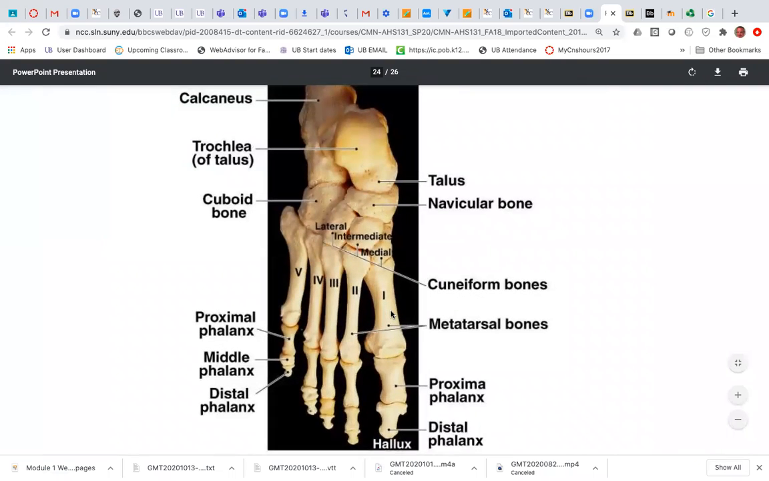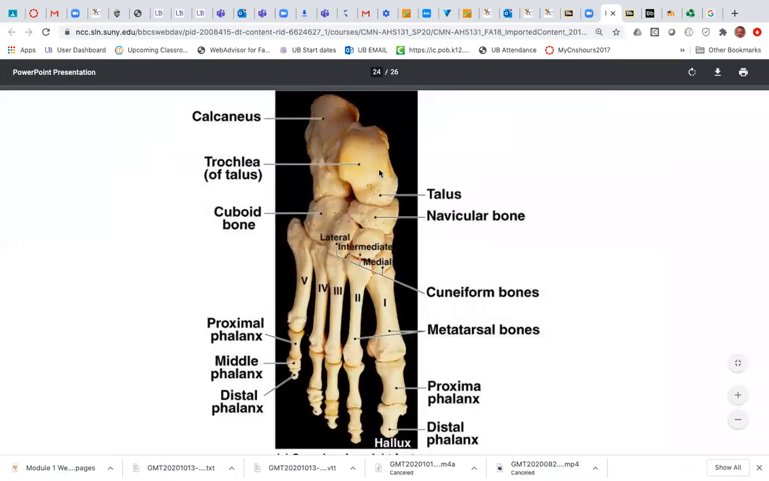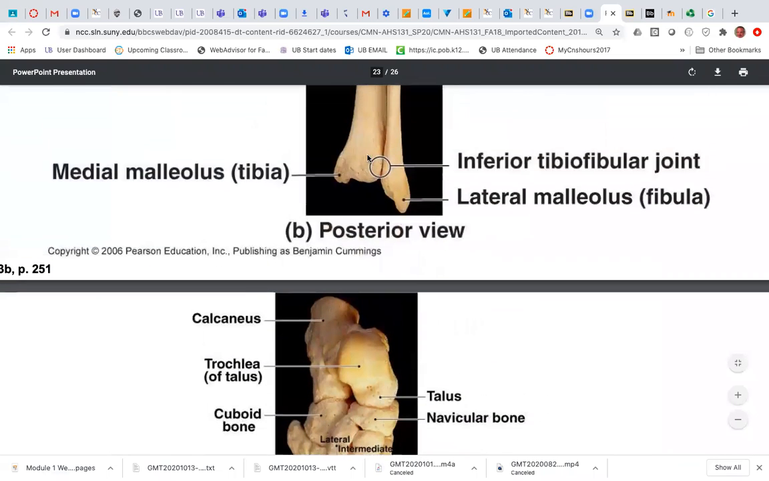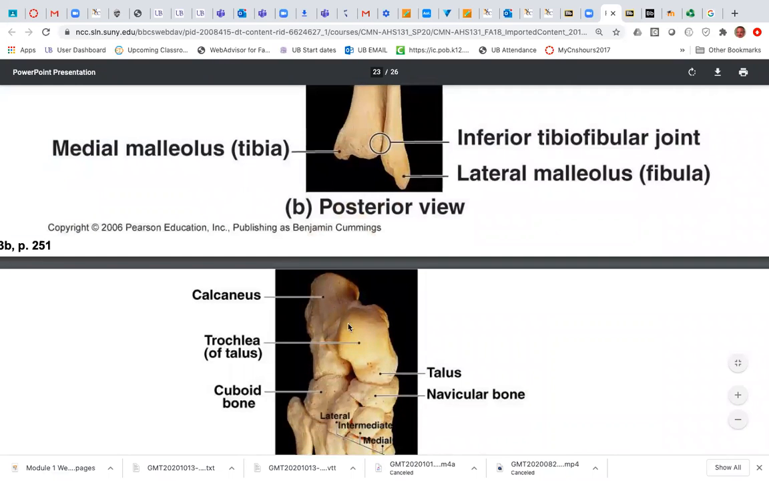Okay, now looking at the foot from a bird's eye view, right? We're looking downward onto the foot. This is the superior view. The bone that articulates here with the lateral and medial malleolus is this bone right here, called the talus. This is the most superior bone. So this will act like a monkey wrench and clasp both sides of the talus.